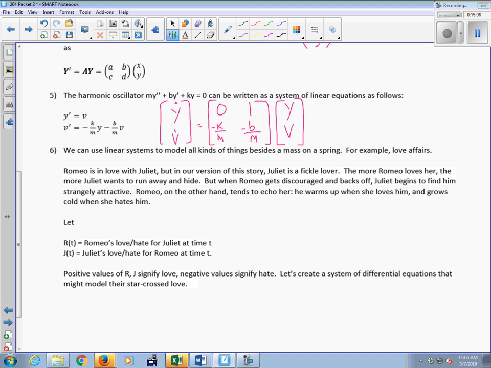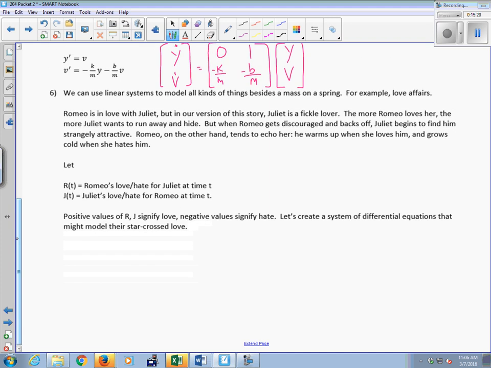So for example, love affairs. And this is what you're going to be doing in part 2 of your project, looking at various Romeo and Juliet situations here.